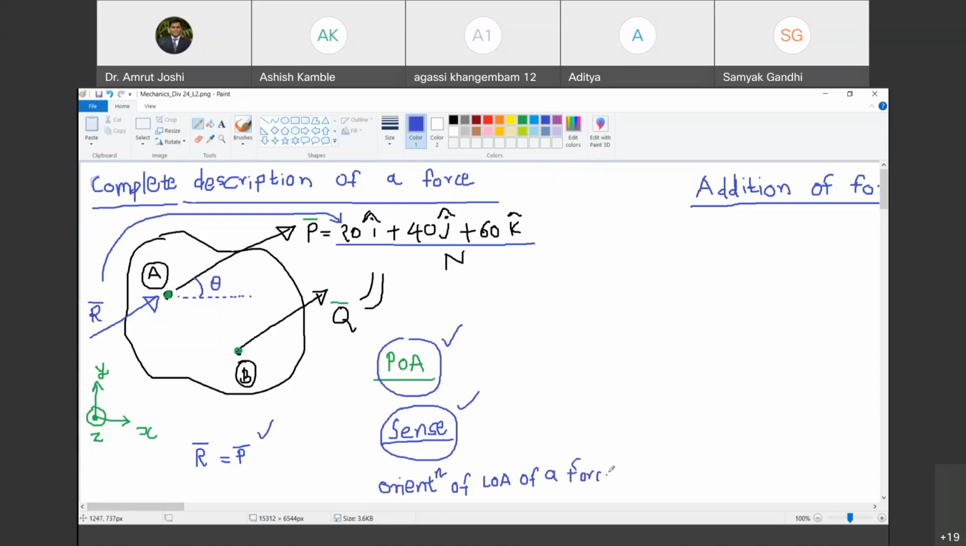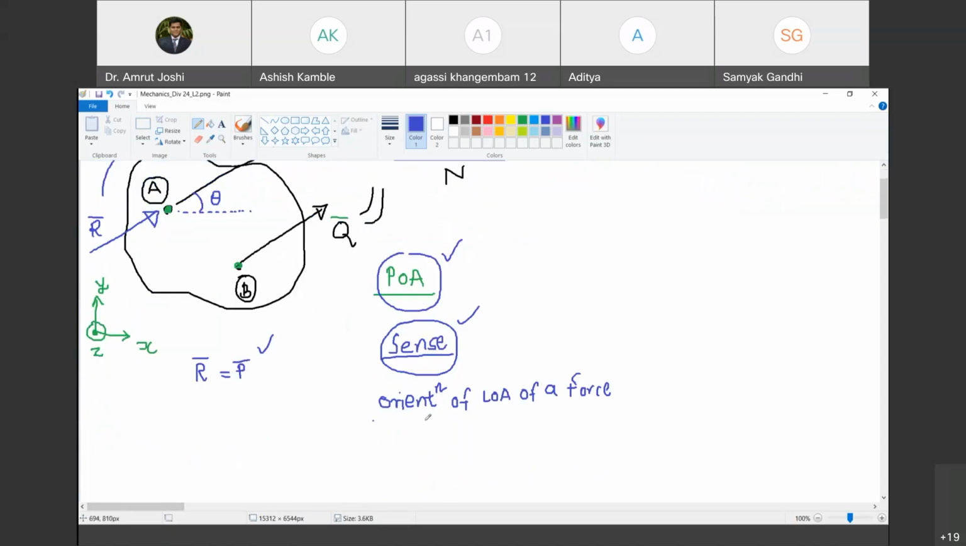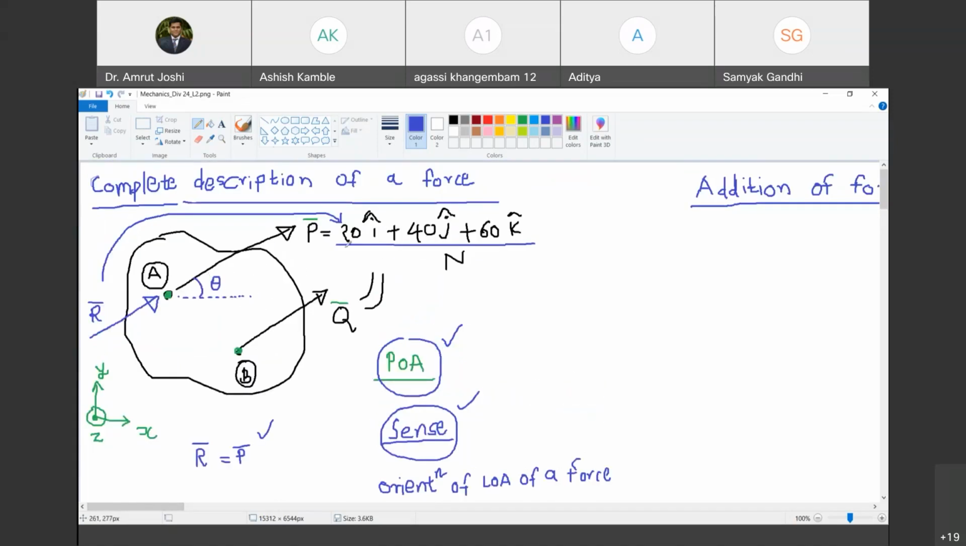So what does line of action or line of application of a force mean? Let us say you are considering a force P bar. If I extend this P bar on this side till infinity, and on the other side till infinity, the line that I get is called the line of application of force P bar. Are you with me, Aditya? Yes, sir. Okay.